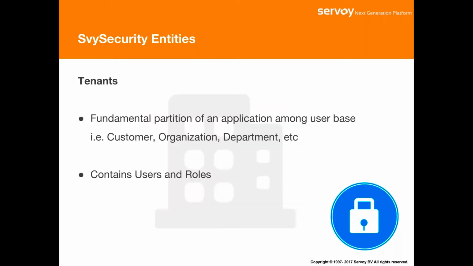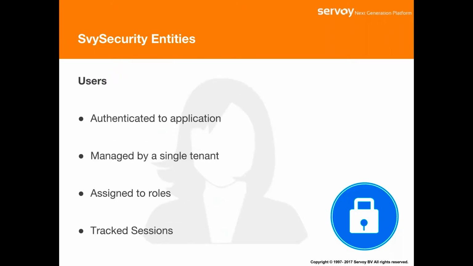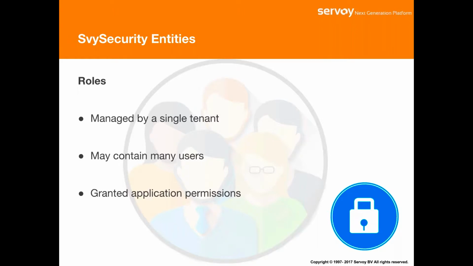So tenants are really where the application is separated. It could be individual customers, it could be an organization or department. However, you would have a strict separation of users and roles. Users themselves are authenticated to the application. They belong to a single tenant, and they get assigned to those tenants' roles. And we also track their sessions when they log in and log out. The roles themselves belong in a single tenant, so you're not sharing roles across tenants. This is something that your end users would do. It can contain many users, and the roles are what you grant those inherent application permissions to, and then the users get them.